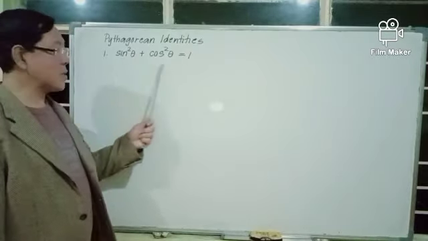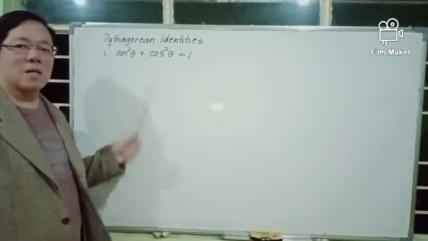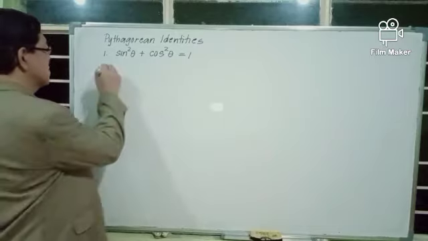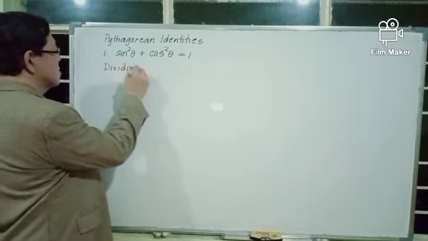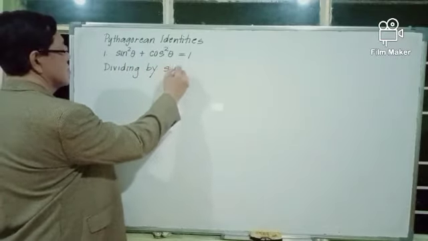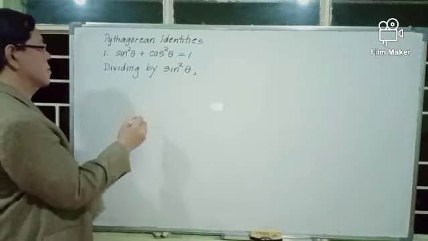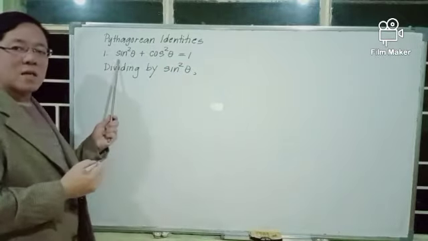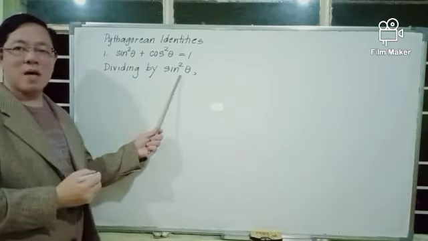Divide both sides of this equation by sine squared theta. The left hand side, sine squared theta plus cosine squared theta, we divide by sine squared theta.